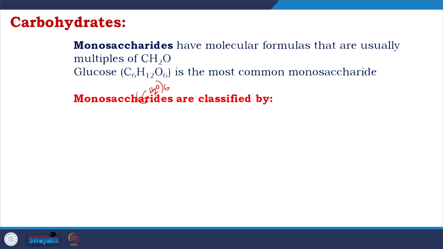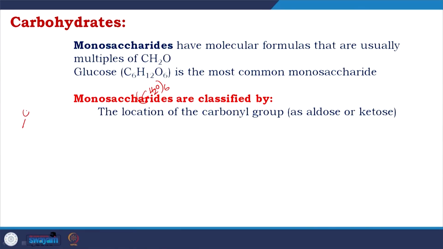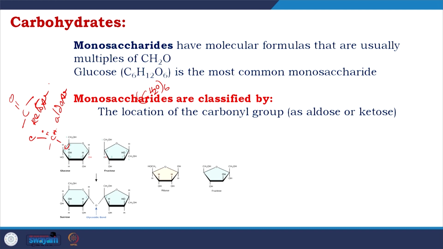Monosaccharides are classified in two ways. One, by the location of the carbonyl group. If the carbonyl group is at the top like this, then they are ketose. If it is in between, then they are aldose. So, they are ketose and aldose. You can see here glucose and fructose, you will see the difference, ribose and fructose also.